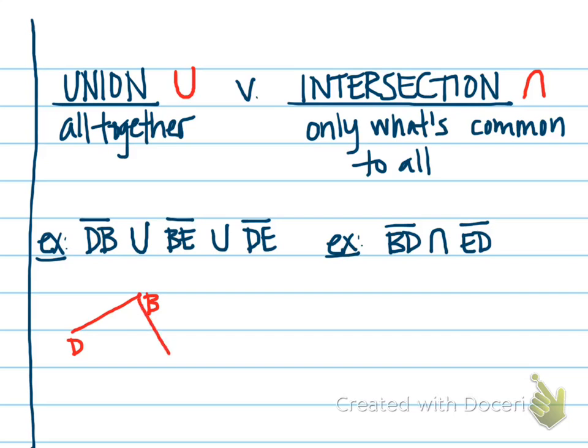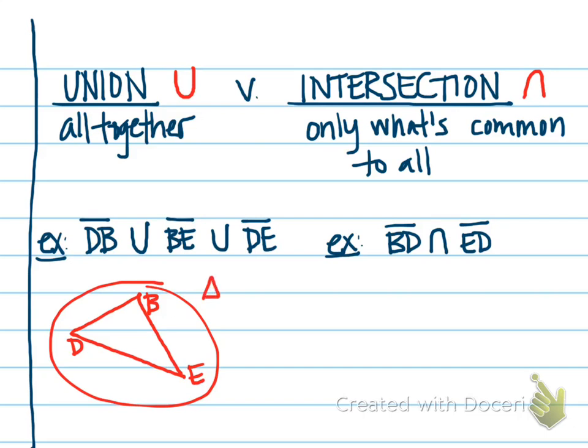So maybe I draw it like this. There's BE. Then that is going to be unioned with segment DE. Well, I already have D and E drawn, so if I connect them, there's my segment DE. And if I put all of these together, it creates a triangle. So when I union these three segments together, I create a triangle.